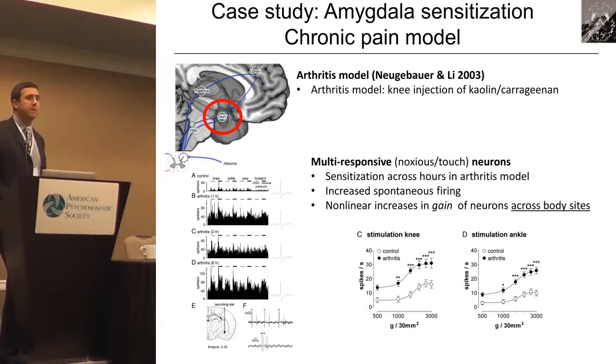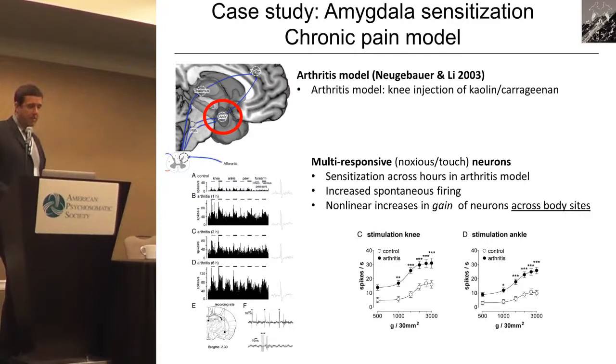They also, as in the thalamus, start to fire spontaneously. And there's increases, not only in the firing, but in the gain of the neurons relative to their input across body sites. So this is pressure on the x-axis. As the pressure increases, the responses go up. And in here, what they're showing is the gain increases in the arthritic model, which is the black line.